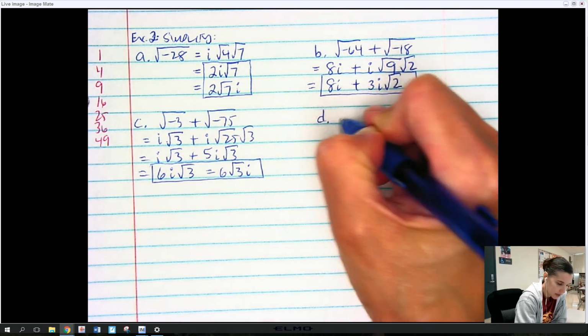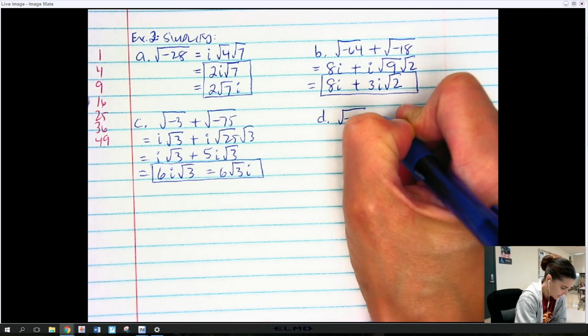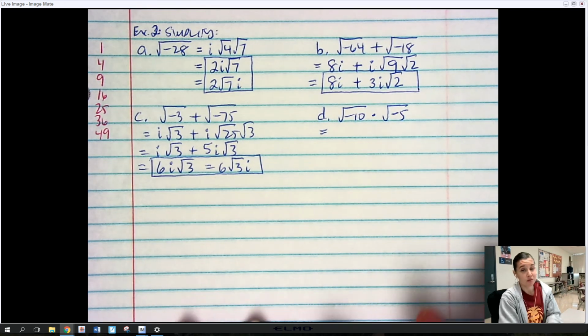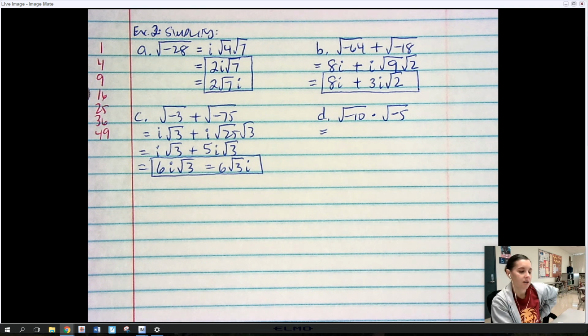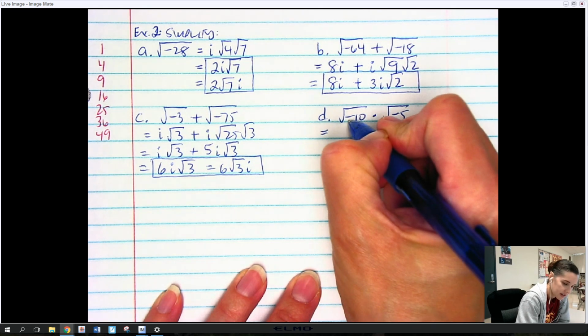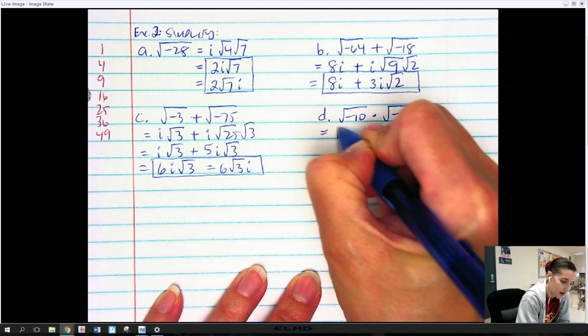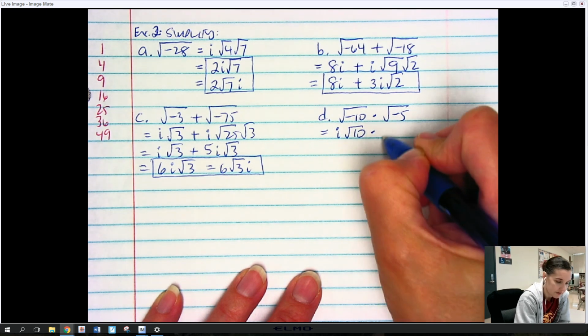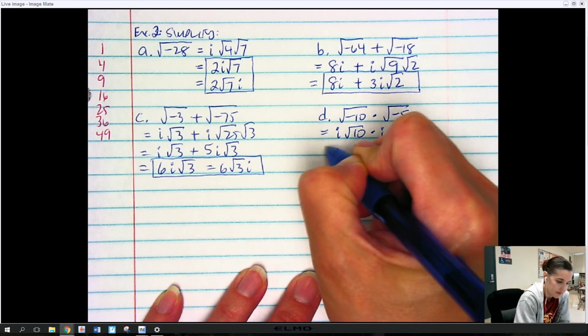Part D is the square root of negative 10 times the square root of negative 5. This is where I do see quite a few mistakes, so make sure that you're paying attention here. When we do multiplication of radicals and you're dealing with a negative underneath the root, you've got to take out the negative first. So if I take out that negative first with my square root, I'm going to have an i, and then I have my root 10. Same thing here. I've got to take out my i first, and then my root 5.